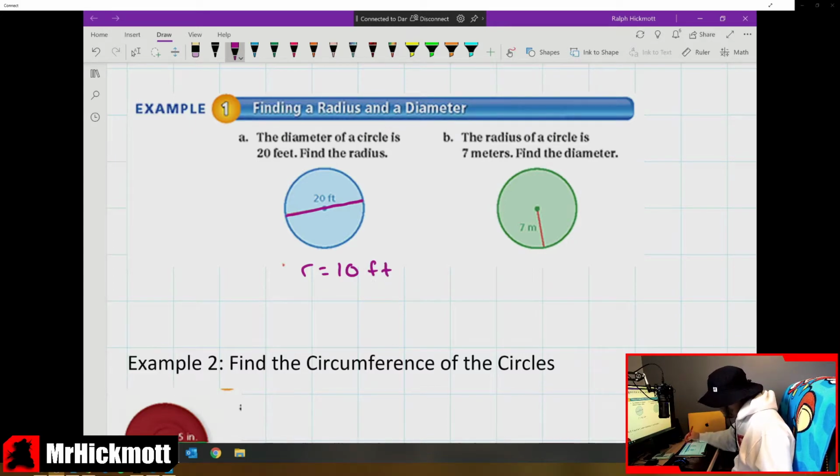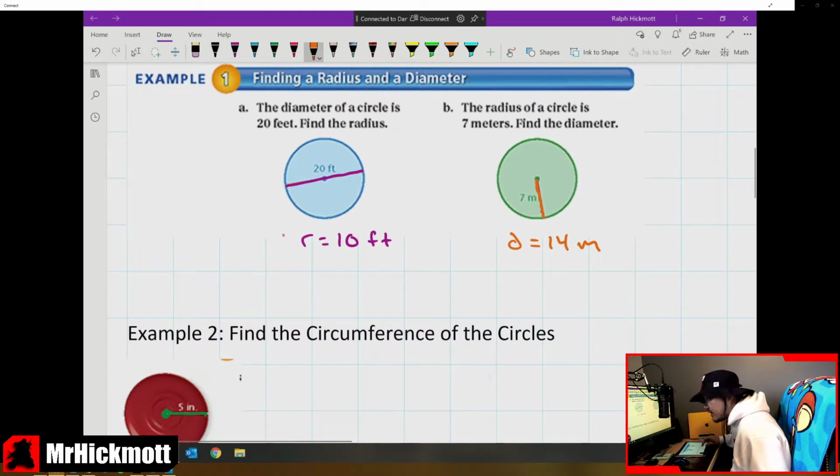For B, this time though, it says the radius of a circle is 7 meters. Find the diameter. So that means the diameter in this case is 14 meters. It's double that. Okay, so that's it. You don't have to write this example down unless you really feel you need to, but that's just showing you the relationship. Let's move on to the heart of this lesson, which is example 2, circumference of the circles.